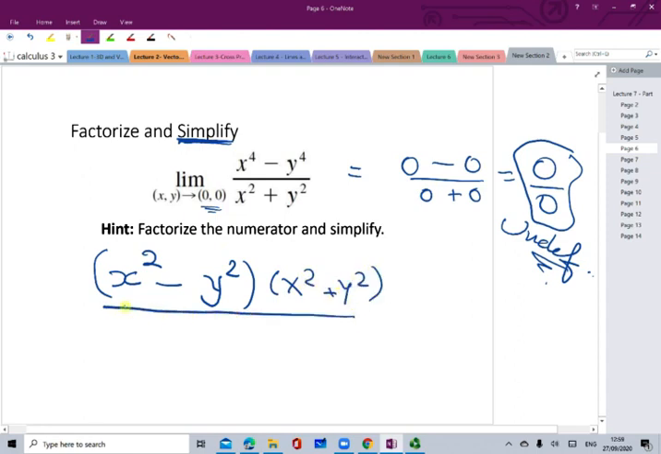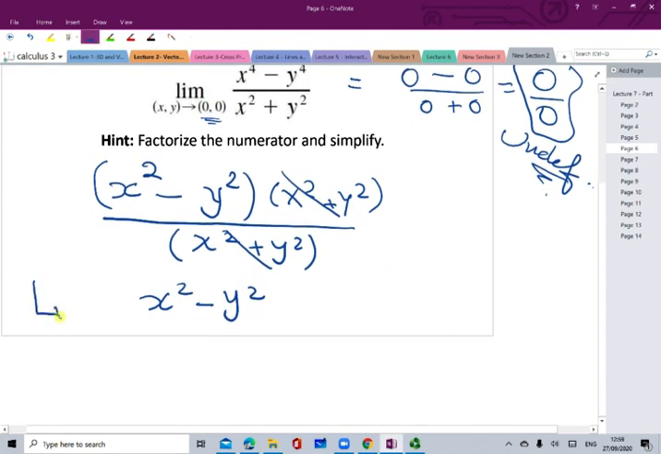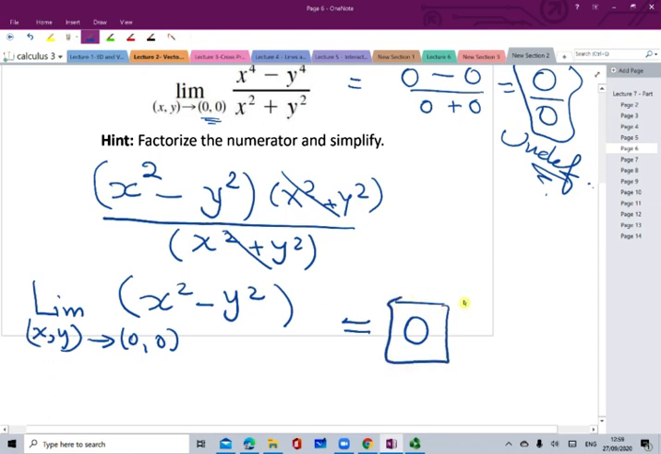Then I'll end up with a simpler formula for the function, which is equal to x squared minus y squared. Now after simplifying, I can take the limit as (x, y) approaches the point (0, 0). By simple substitution, I'll end up with 0. Now I arrived at a finite real number, then this is my limiting value.